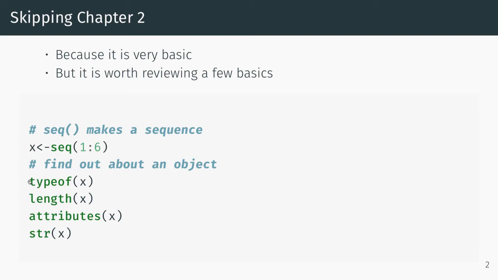And there are a number of things that we can do to investigate x. We can find out the type of x. We'll get the result of integer here because x is a vector of integers. The length of x is 6 because there are 6 integers in x. The attributes are null because x is a very simple object. It doesn't have any attributes. This is really useful for more complicated objects. And structure of x is just going to give us a very compact representation of the structure of x. And it'll be obvious that it's a vector of the sequence 1 through 6.